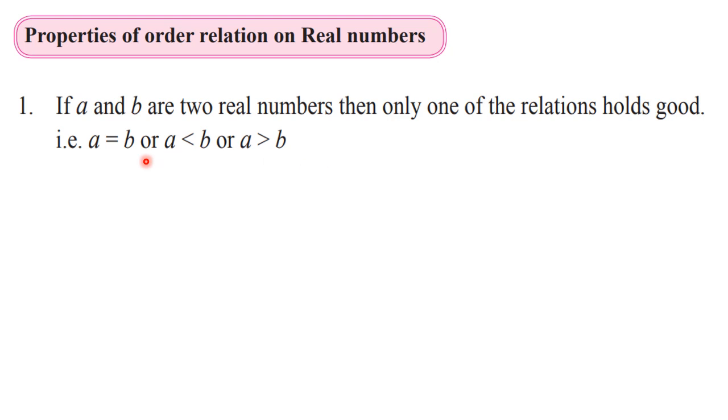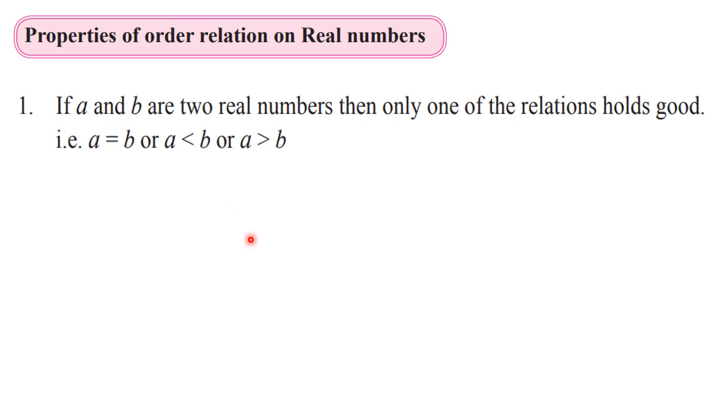Which are they? First one is A is equal to B. That means those two real numbers are equal. Second, A is less than B. That means A is smaller and B is bigger. Or A is greater than B. That means A is greater and B is smaller. So any one relation only exists at a time.